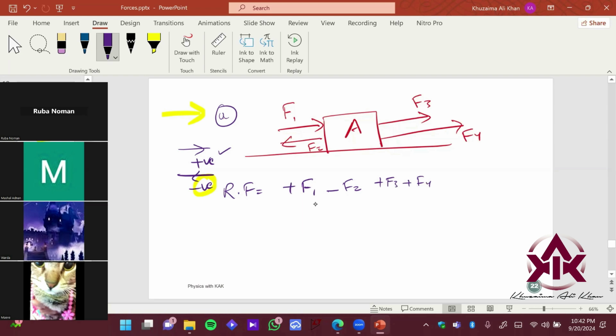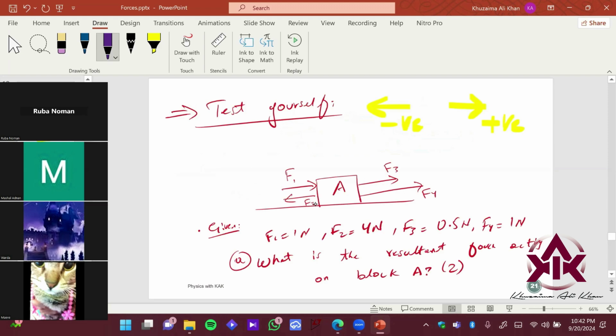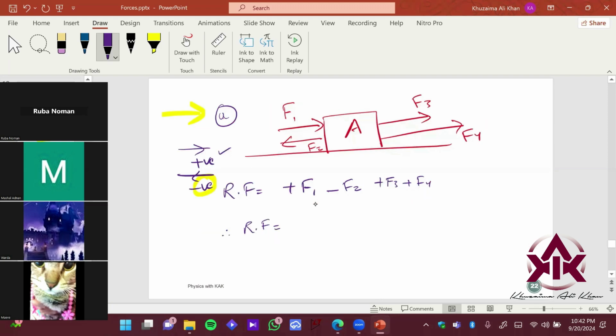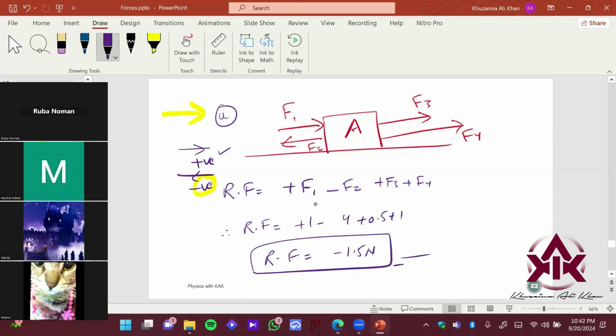Now you can simply put in the values of the forces and get your answer. F1 was 1, so it's plus 1, negative 4, plus 0.5, plus 1, right? And what does it give you? 2.5 minus 4 gives you negative 1.5, right? What does a negative sign represent? Your final block motion will be moving towards the left with a resultant force of 1.5 newtons.